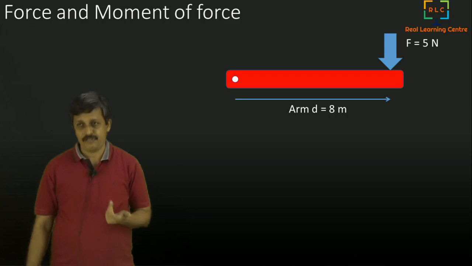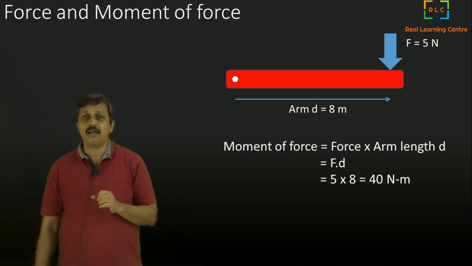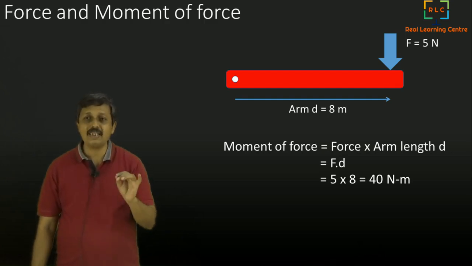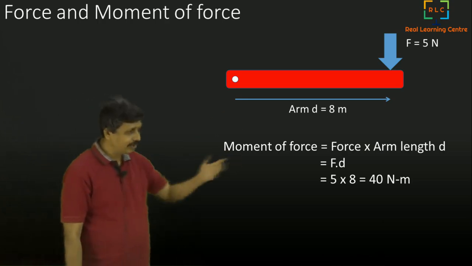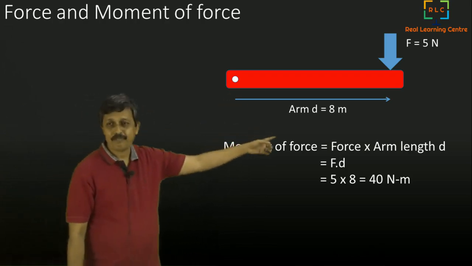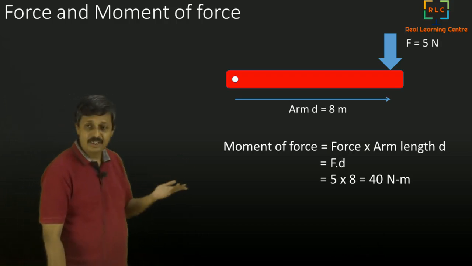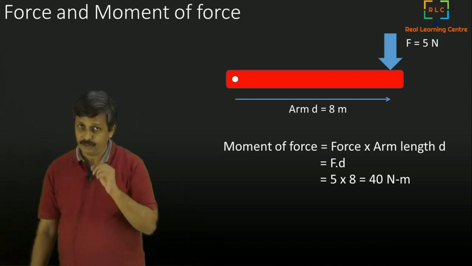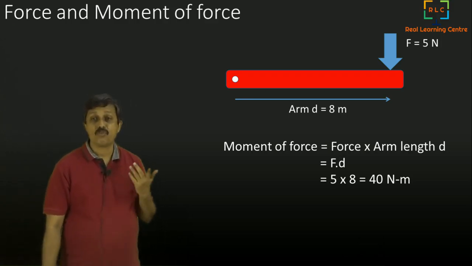In such a scenario, we define moment of force. Moment is not momentum; it is something different. Moment of force is defined as force into the arm length d. So force into arm length d means 5 into 8, which is 40 newton meter. You can use newton meter as the unit for the moment of force.